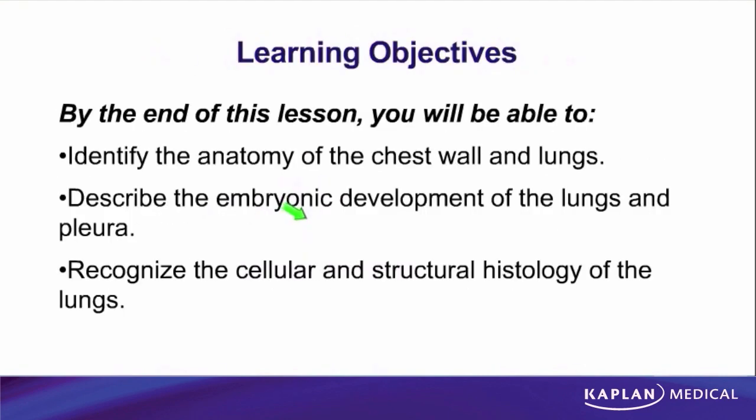So what we hope to accomplish in this portion was to identify the anatomy of the chest wall. We talked about the breast and the anatomy of the lungs. We wanted to understand the embryonic development of the lungs and the pleura, as well as the adult anatomy, and to understand the structural and functional correlates in the histology between the upper and lower portions of the respiratory system.